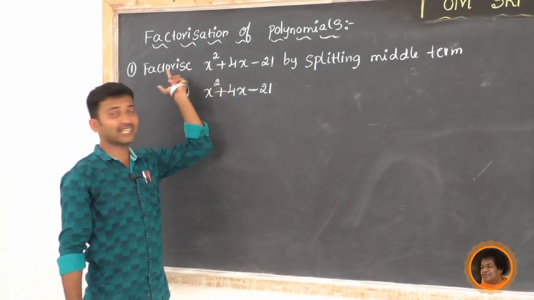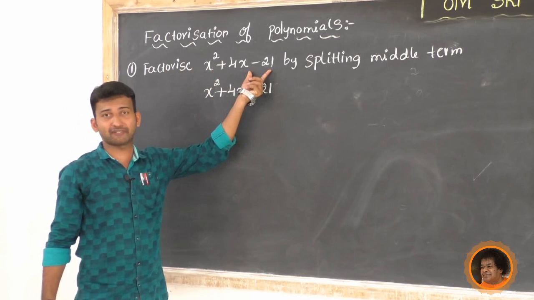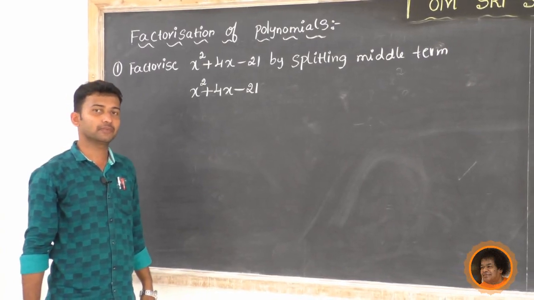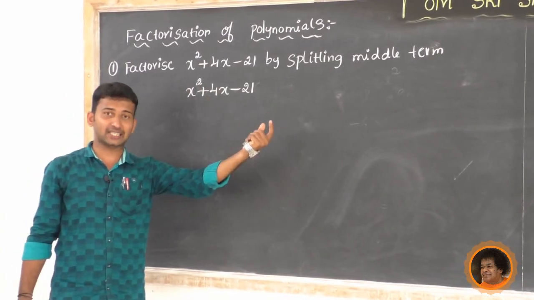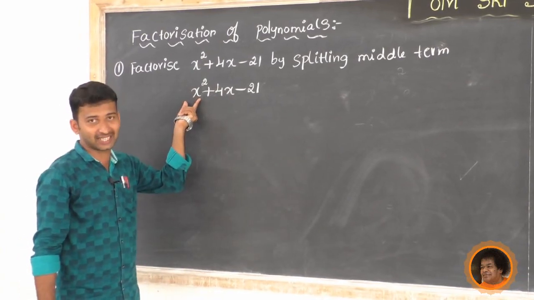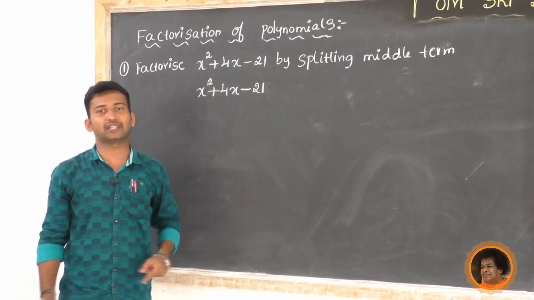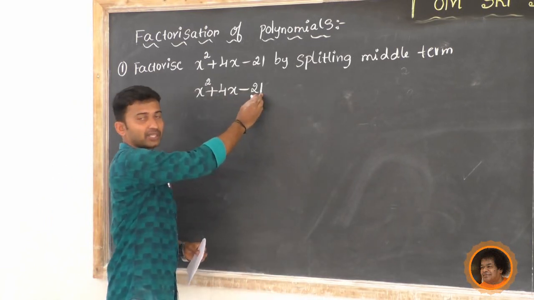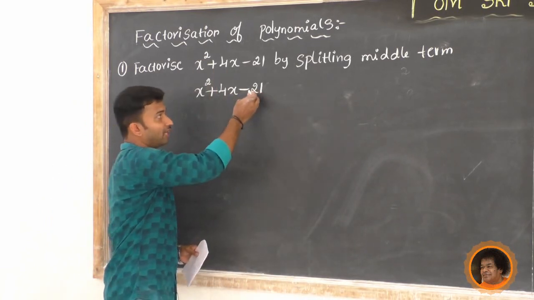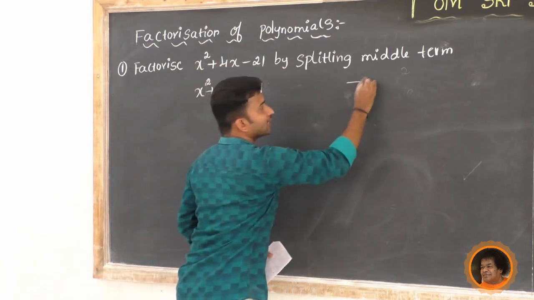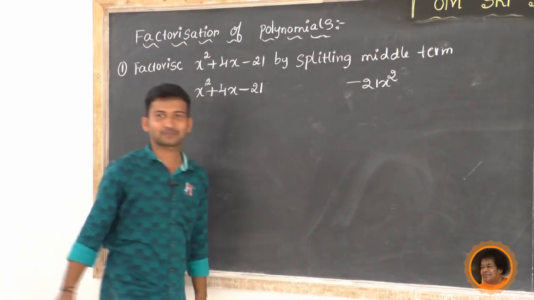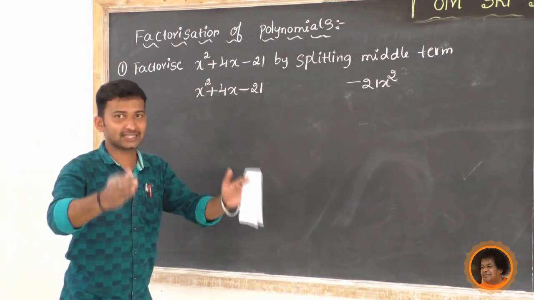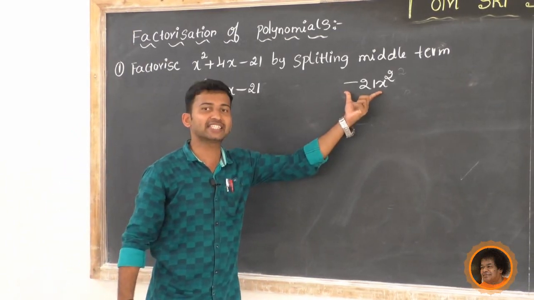Next problem. Factorize x square plus 4x minus 21 by splitting the middle term. Similar problem. What is the first step? Find the product of first term and last term. Here we have the first term is x square and last term is minus 21. We have to consider minus also here. X square and minus 21. What is the product? Minus 21 into x square, minus 21 x square. What is the second step? List out the possible factors of the product minus 21 x square.